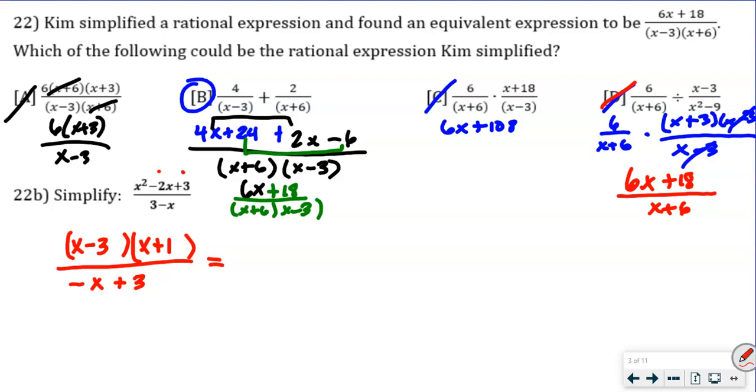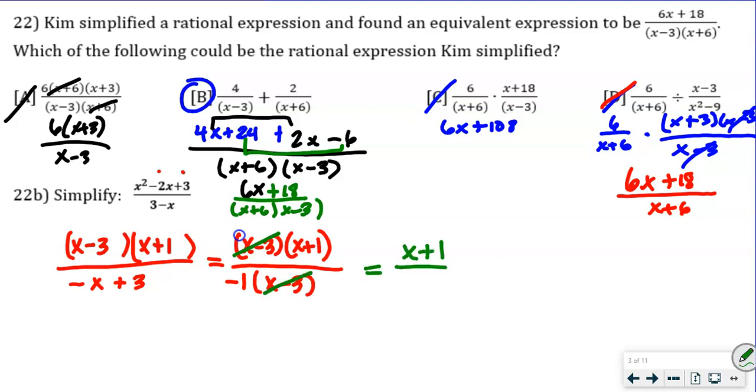So we got our x minus 3 and our x plus 1 here. And then we're going to factor out a negative 1 down here. So we're going to get x minus 3. So now you should clearly notice that those x minus 3's cancel each other out. So we're left with x plus 1 over minus 1.